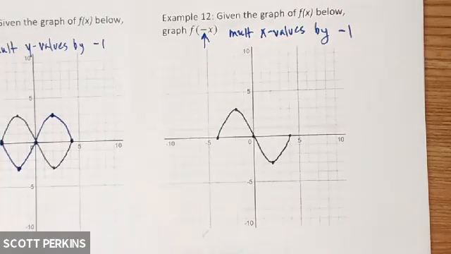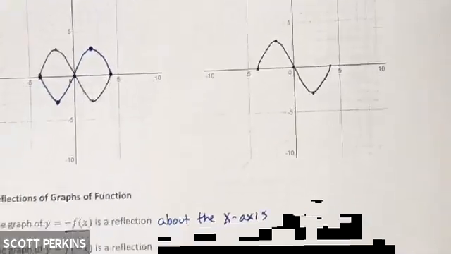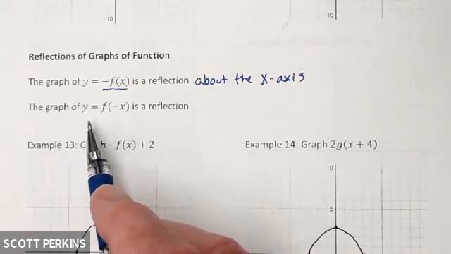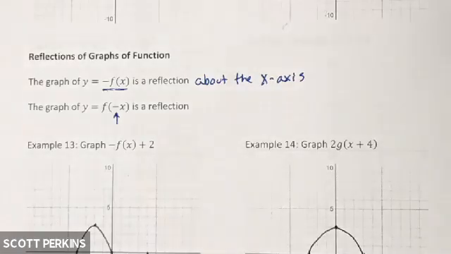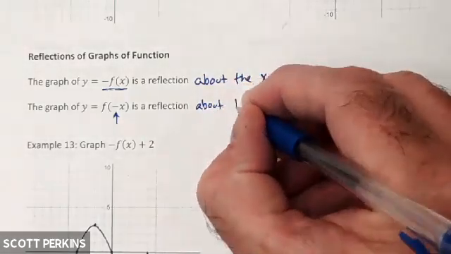And it doesn't really come out great on this graph because it looks like the graph we just did. So like I said, I need to pick a better graph, but here's what I want to show you. The graph of y equals f of -x, when the negative is in front of the x, is a reflection about the y-axis.